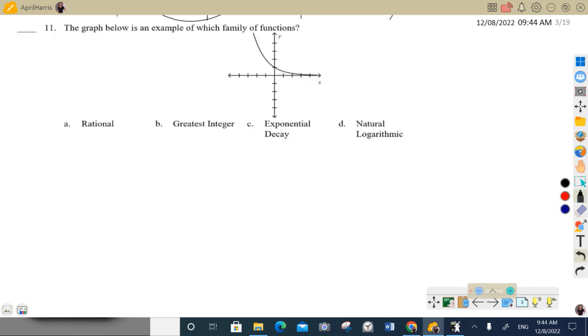All right, question 11. The graph below is an example of which families of functions? What do y'all think? Exponential decay. Greatest integer looks like steps. Rational looks like this. Natural log, or even regular log, looks like that.